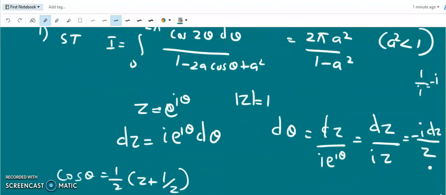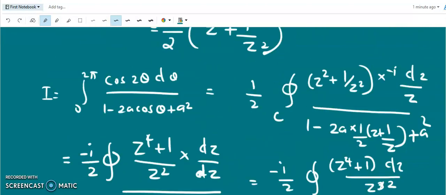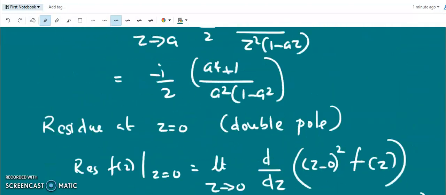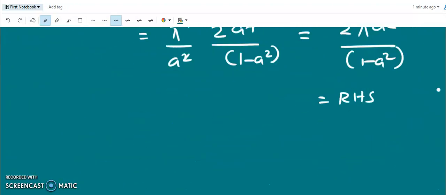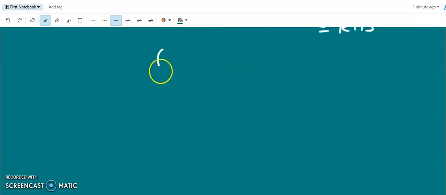So we have seen that any integrals from 0 to 2 pi or integral 0 to pi.